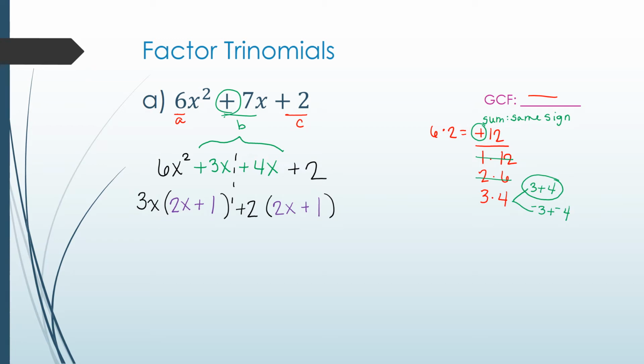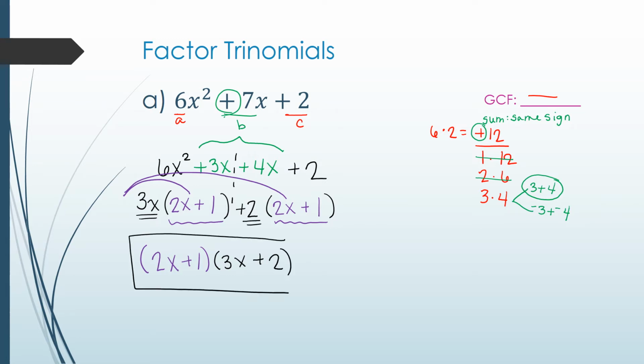Now, looking at your 2 terms, do you notice anything in common? And hopefully you're seeing the 2x plus 1 and the 2x plus 1. So that means you now have a common factor. And so if we factor the 2x plus 1 out of our expression, that would leave us with 3x plus 2. And that would be your answer in factored form.